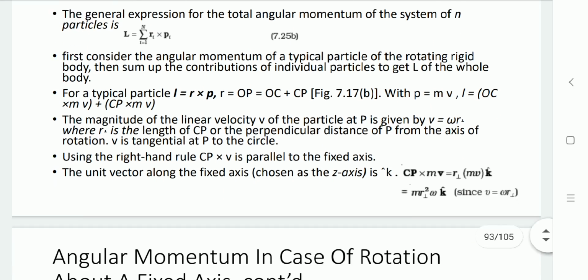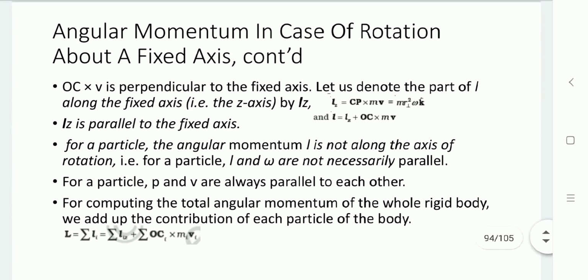And OC cross v gives you the component perpendicular to the axis. So here Lz is equal to CP cross mv, that is m r perpendicular squared omega k. So L equals Lz plus OC cross mv, and Lz is parallel to the fixed axis. So angular momentum L is not along the axis of rotation, but L and omega are related for the parallel component.